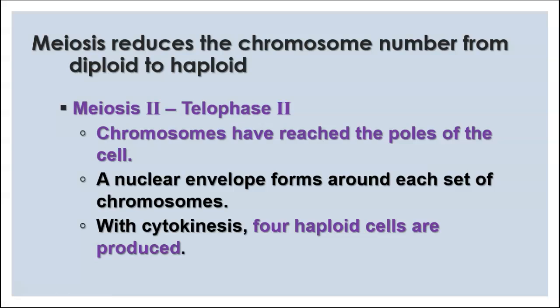In telophase 2, once the chromosomes reach the poles, the nuclear envelope forms around each set. The chromosomes decondense back into their noodle-like state of chromatin, and we have now 4 haploid cells after cytokinesis that are produced from that one parent cell that we started with at the beginning.